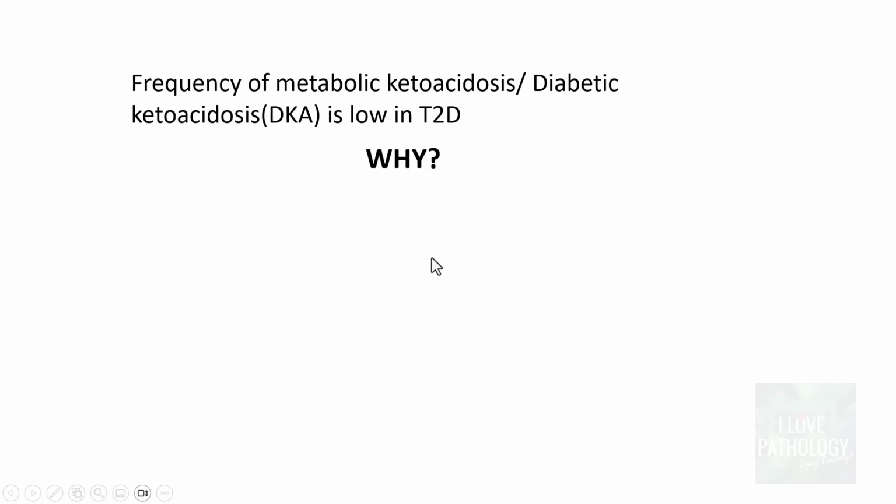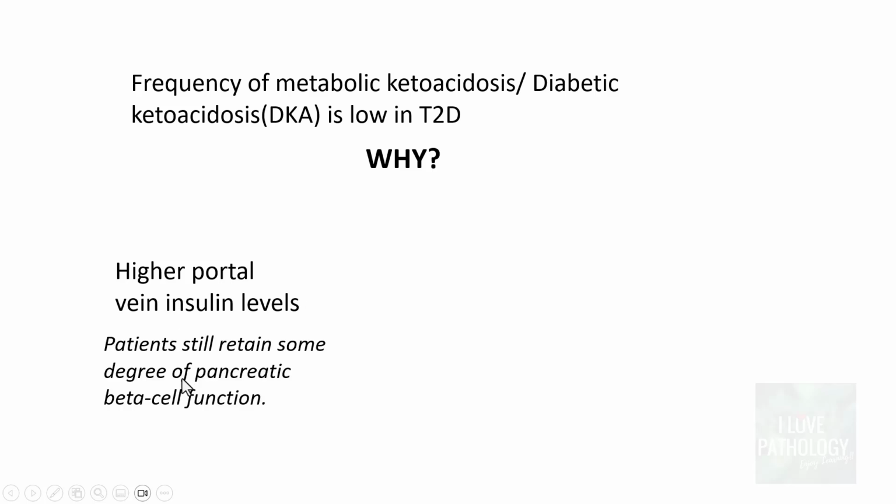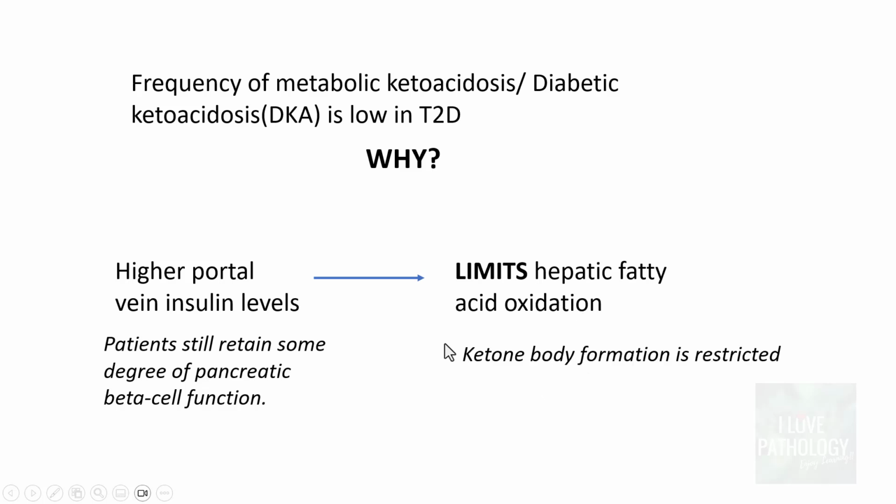Now, why is that so? That is because in type 2 diabetics, you have higher portal vein insulin levels. The reason for that is the patient still retains some amount of pancreatic beta cell function, and insulin is being secreted, right? And that is seen in higher concentration in the portal vein, and that limits the hepatic fatty acid oxidation. It means the formation of ketone bodies is restricted in type 2 diabetes mellitus, and that is the reason why the frequency of diabetic ketoacidosis is very low in type 2 diabetes mellitus.